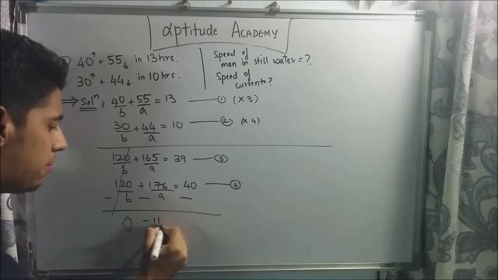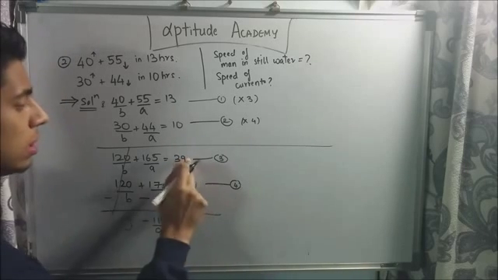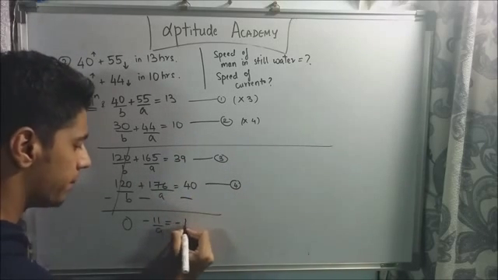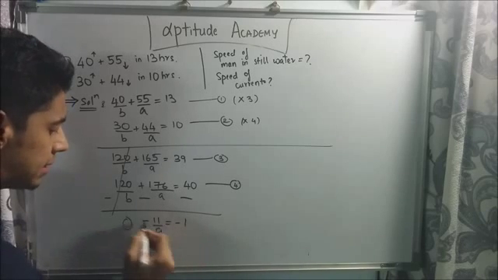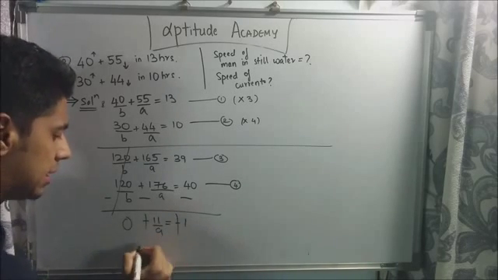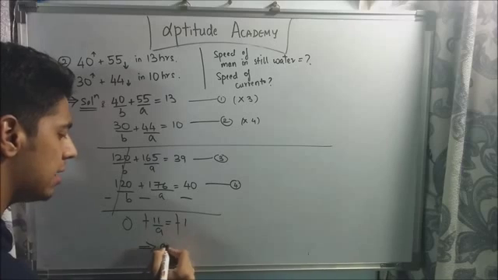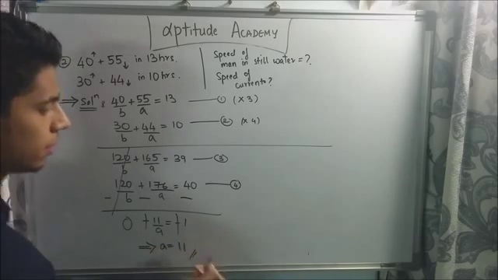So minus 11 by A is equal to 39 minus 40, which is minus 1. Now on both sides you have a minus, so you can cancel it out by making it plus. So it implies A is equal to 11.